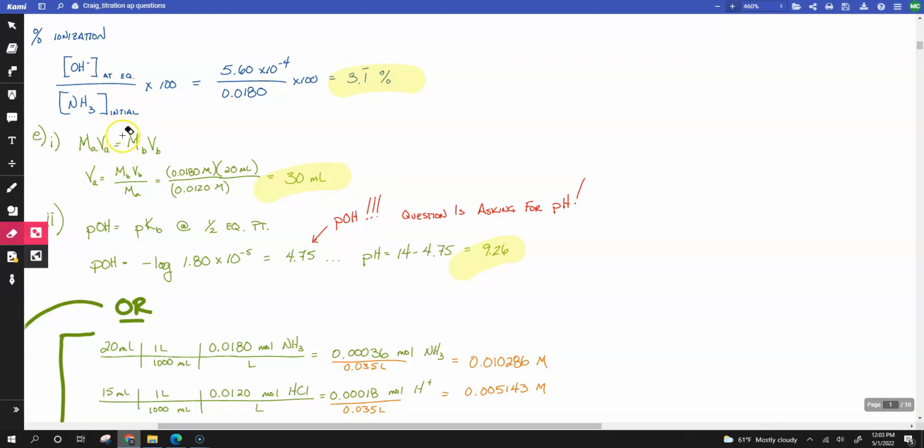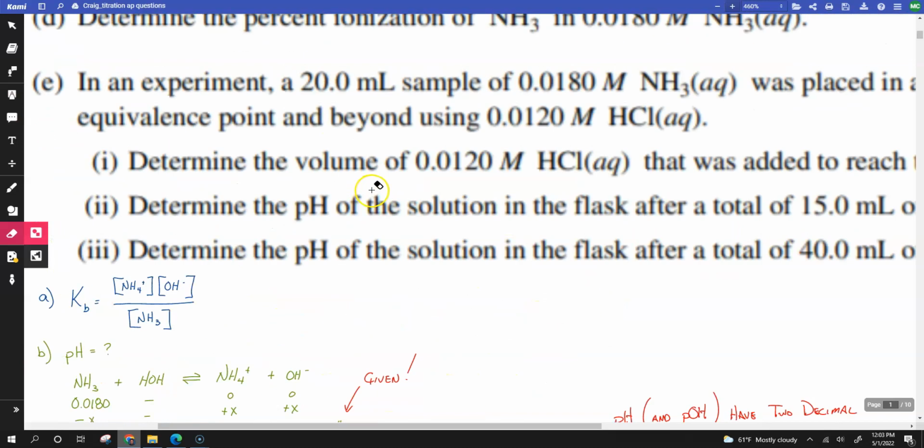We're actually solving for the volume for the acid, which in this case is 30 milliliters. That's all you need to do. You don't need to work and find out how much or what else you need to do. It's all about moles of acid equal moles of base. So we need 30 milliliters of the acid to reach the equivalence point.